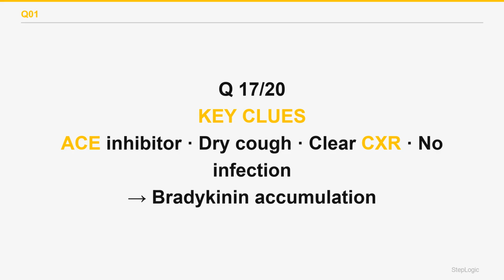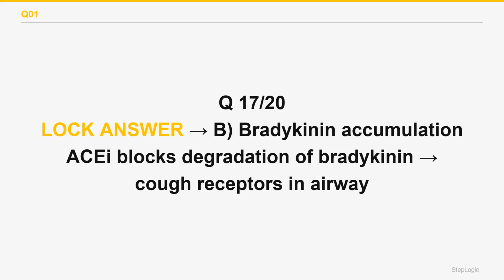ACE. Angiotensin converting enzyme. Has 2 substrates, angiotensin I, which it converts to angiotensin II, and bradykinin, which it degrades. When ACE is blocked with lisinopril, bradykinin is not degraded and accumulates. Bradykinin is a vasodilator peptide that also stimulates sensory nerves and cough receptors in the respiratory tract, producing a dry, persistent cough. This is a class effect of all ACE inhibitors and occurs in up to 20% of patients.